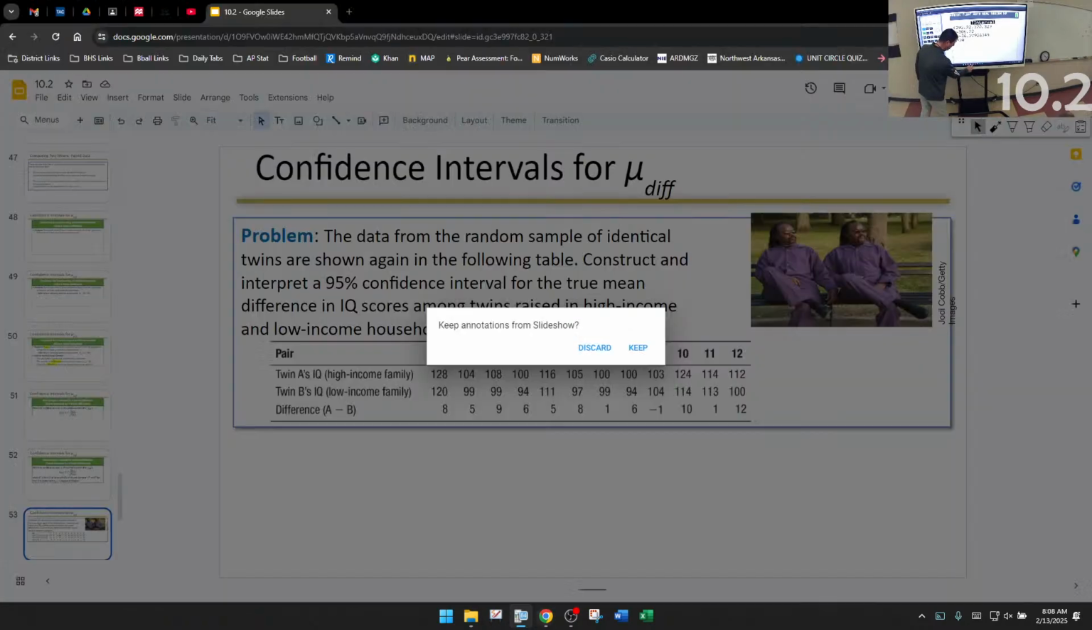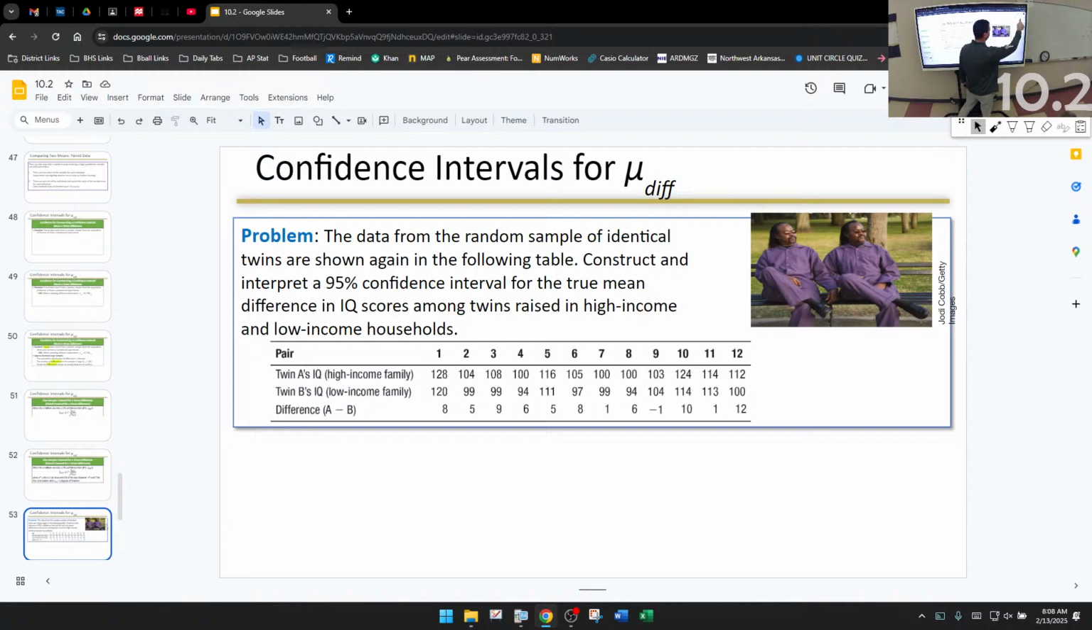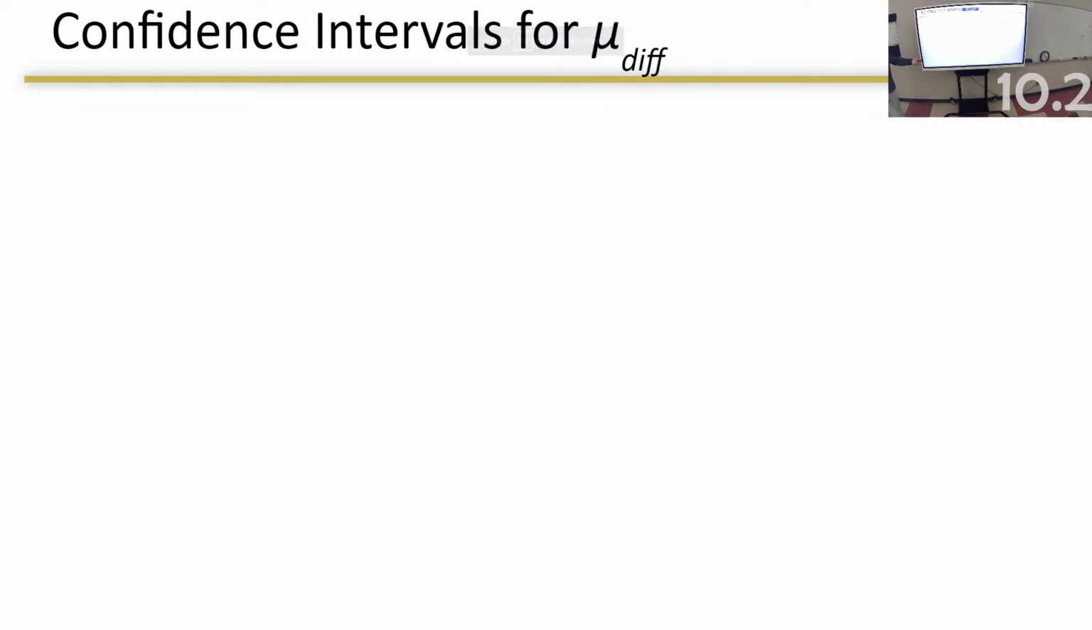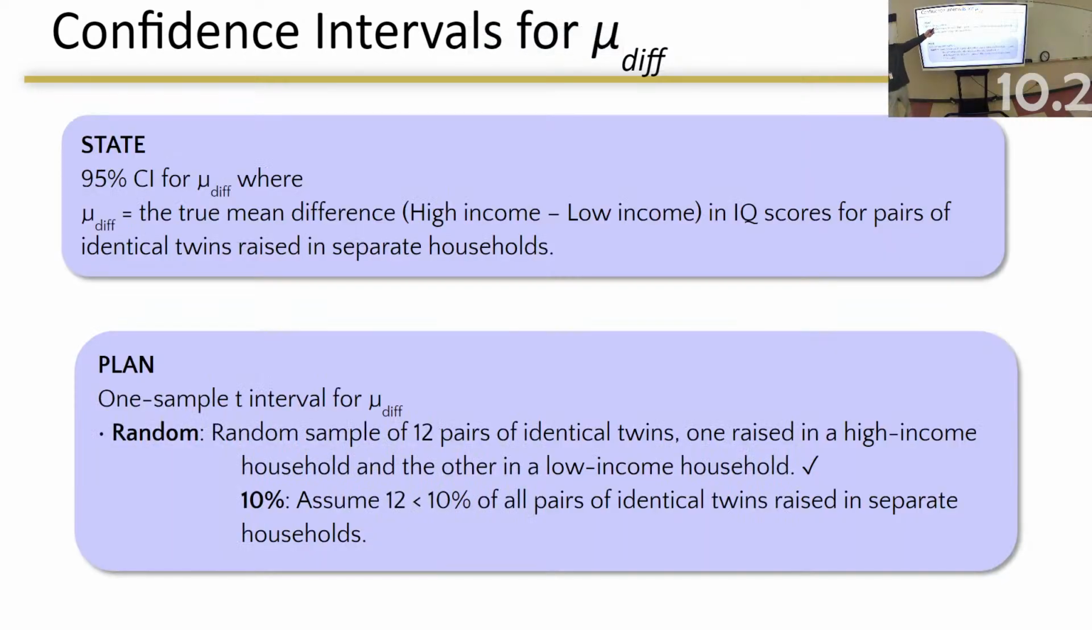95% confidence interval. Again, I don't do the state. One sample T interval for mu. Somewhere you just talk about the differences. One sample, paired data. We have a set of paired data, however you want to say it. Random sample of 12 pairs. Assume that 12 is less than 10% of all pairs of twins.